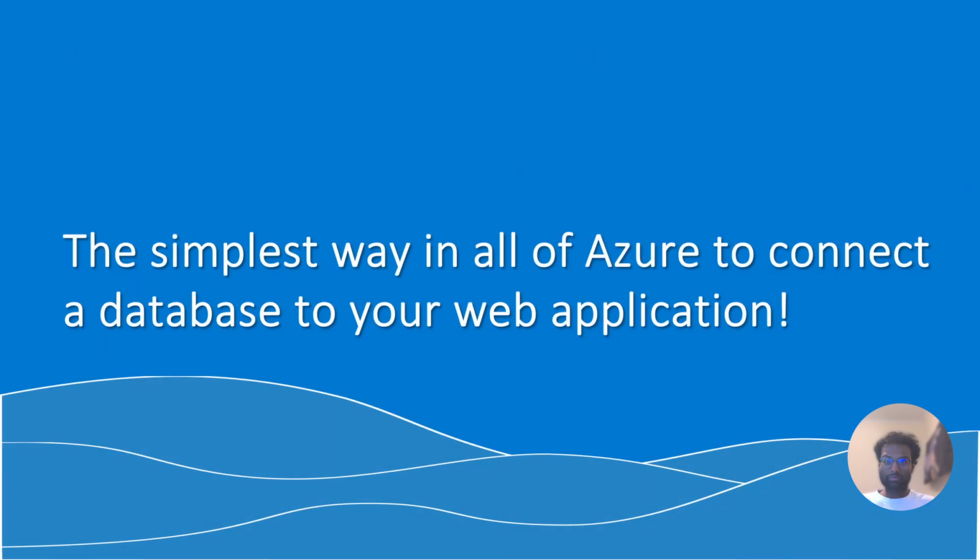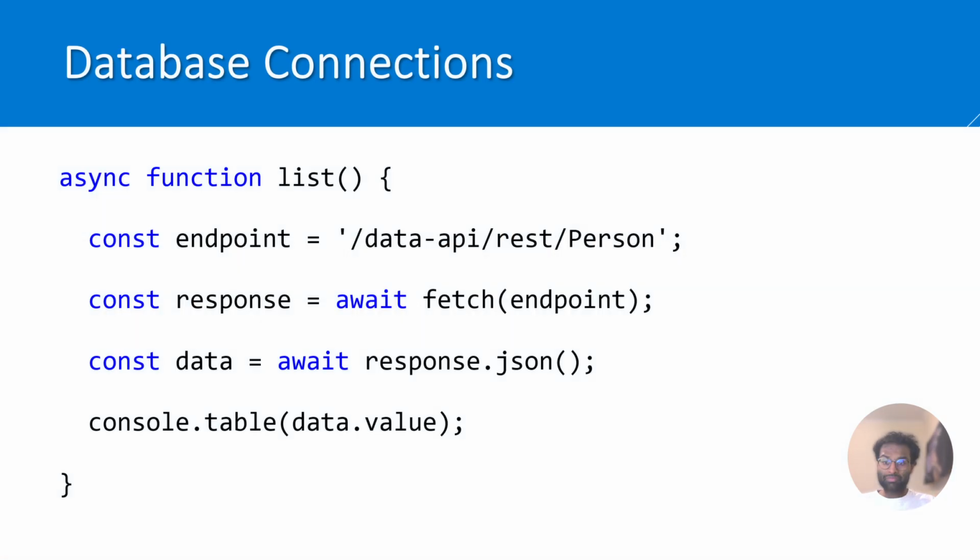So what is database connections? To put it simply, it's the simplest way in all of Azure to connect a database to your web app. How simple is it? This is code taken from the demo that I will show you in about a couple minutes here to list all of the entries in this particular table. It's four lines. All you have to do really is connect to this endpoint that we provide called data-API. And you can list out all the values in your Azure SQL database on your front end. It's really that simple.